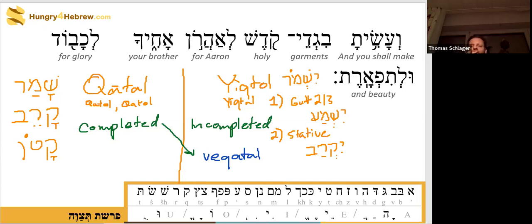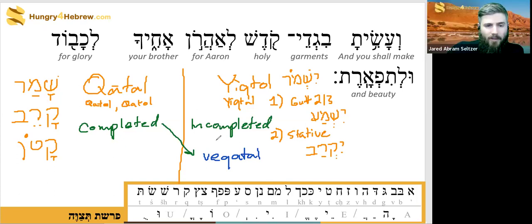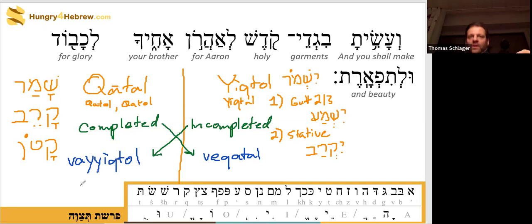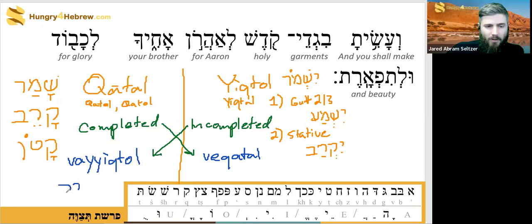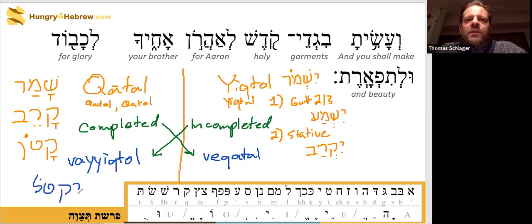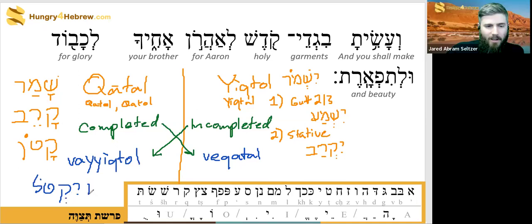There's also a tense that can be flipped from the yiktol into the completed tense, and this is the vayiktol. This is going to take a yiktol verb like this, but then add a vai to the front of it, and it changes it to a completed tense. Usually, and in fact, the vast majority of the time, this completed tense is a narrative past tense.